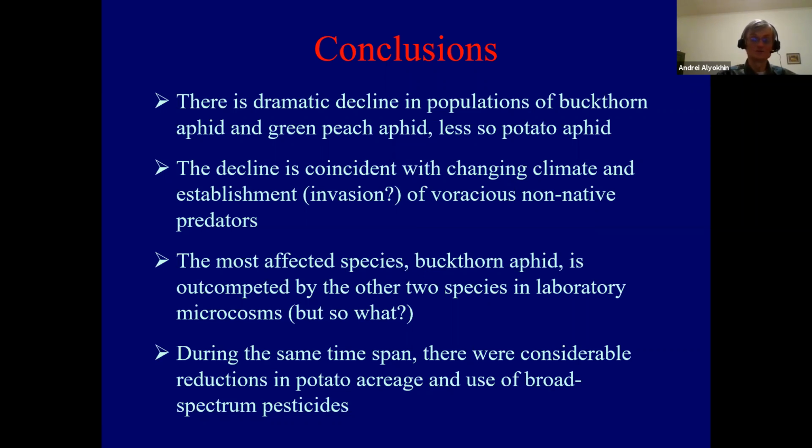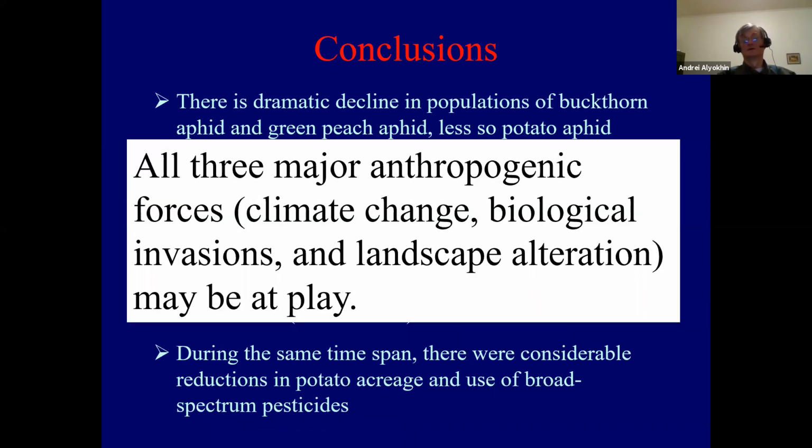So, in conclusion, there is a dramatic decline in populations of buckthorn aphid and green peach aphid, less so potato aphid. The decline is coincident with changing climate and establishment of voracious non-native predators. The most affected species, buckthorn aphid, is outcompeted by the other two species in laboratory microcosms, but I don't know what it means. It probably doesn't help its survival in the wild, but I presume that the same competition was going on in the past as well. And during the same time span, there were considerable reductions in potato acreage and use of broad spectrum pesticides. So, in other words, all three major anthropogenic forces, climate change, biological invasions, and landscape alteration, may be at play here.